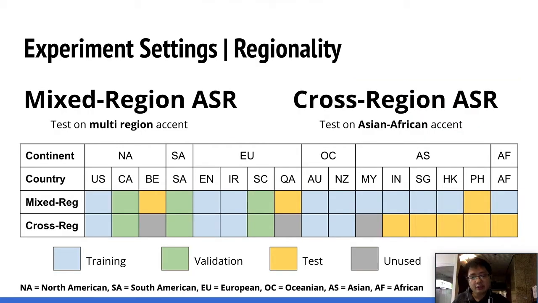We divide our experiment into two different regionality settings. The first one is mixed region, where we train, validate, and test on multiple region accents. For simplicity, we can imagine that region corresponds to the continent, as shown in the figure below. And the second one is the cross-region setting, where we test on Asian and African accents, while training and validating on other region accents, such as North America, South America, European, and Oceanian.